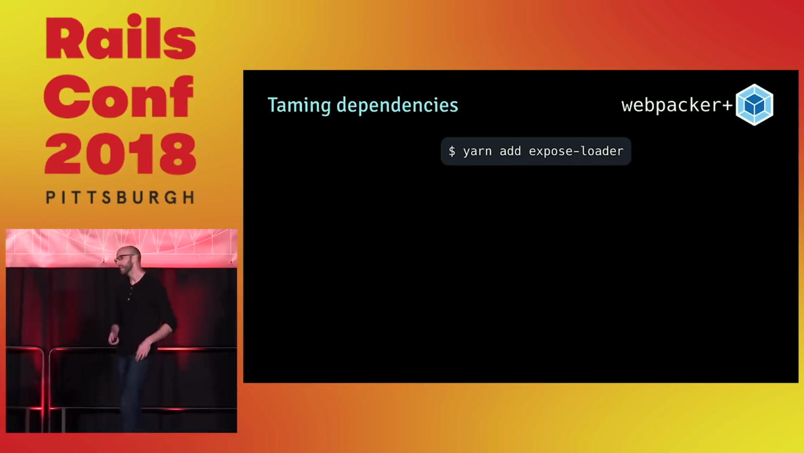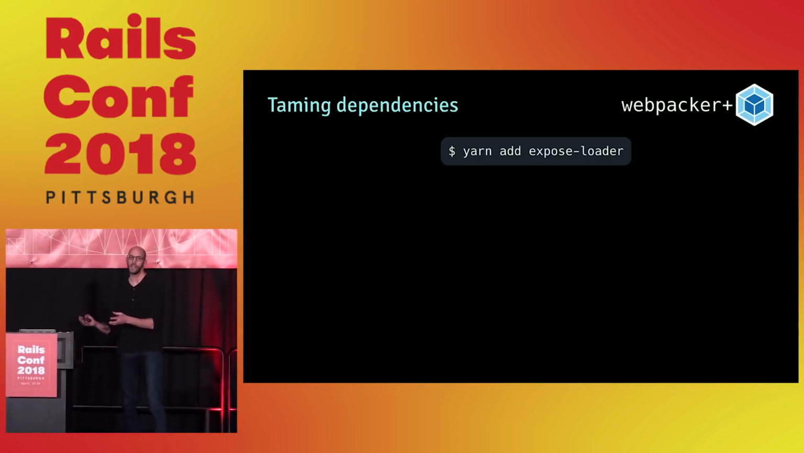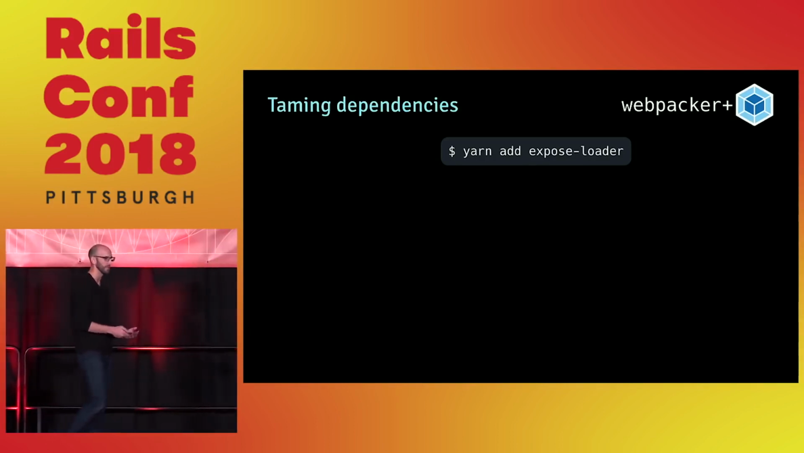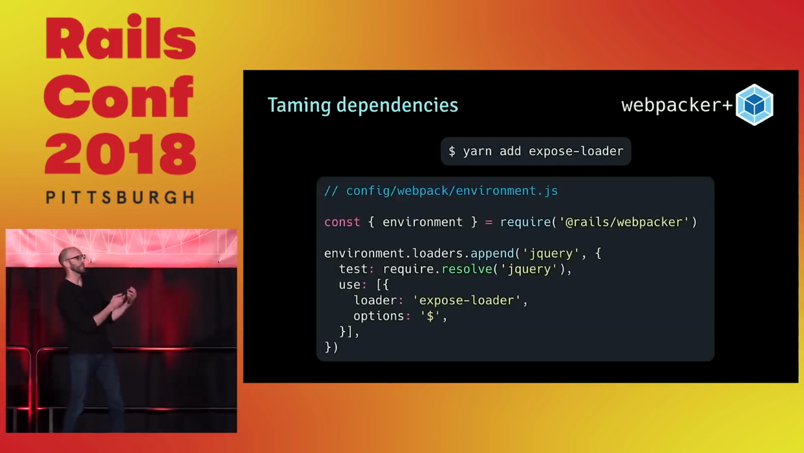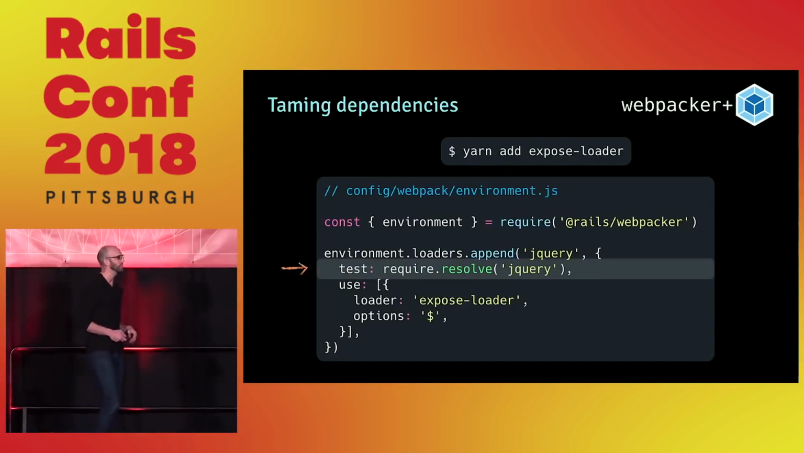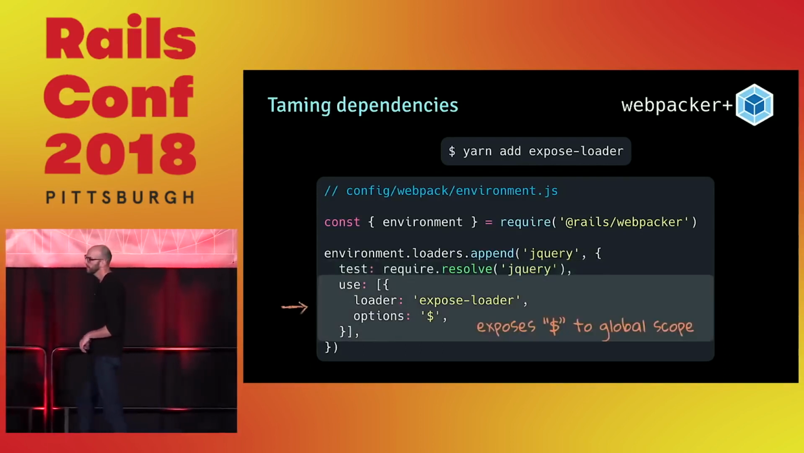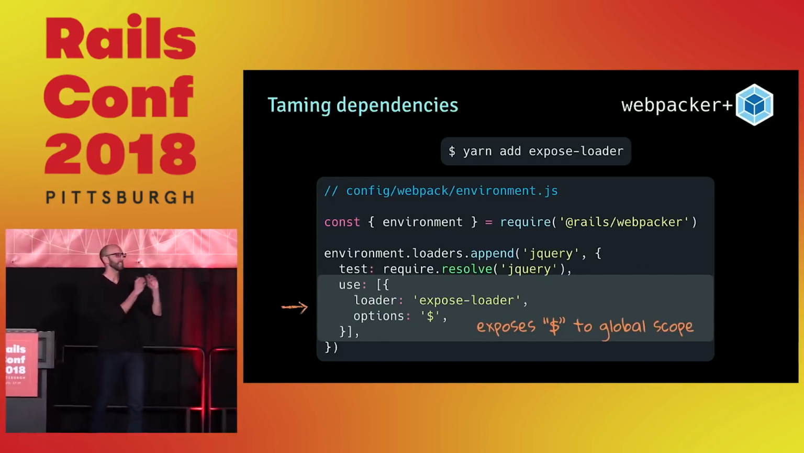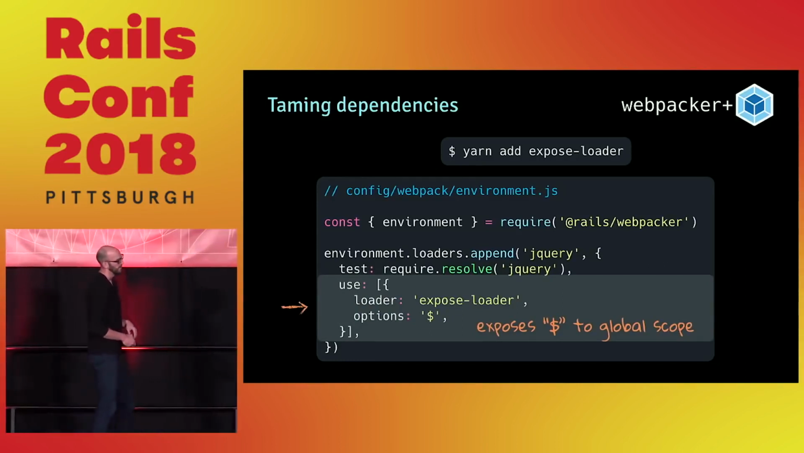They're called loaders. And I have alluded to this before already, but we were putting jQuery into the global scope using something called an expose loader, which says expose something to the global scope. Again, we're looking at some Webpacker configuration, and we can add in a loader that's targeted only to jQuery dependencies. And we can say, hey, jQuery, when you're imported, expose the dollar variable to the global scope.